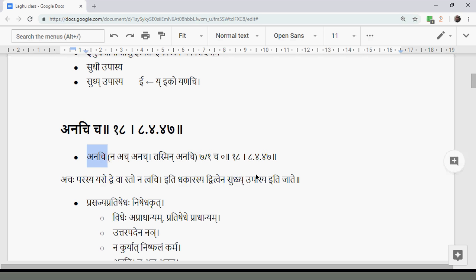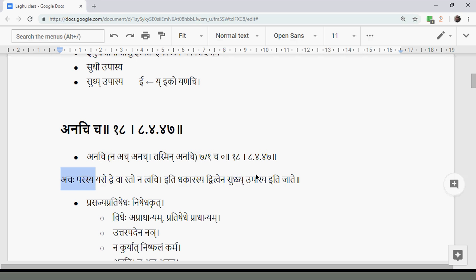But he said "anachi" by spending more letters because he wanted to say that an ach should not follow. What should follow is not being said; what should not follow has been said. A pratishedha is being done, not a vidhi. So here you will see two types of pratishedha. Before that, the Sutra Vritti says what?